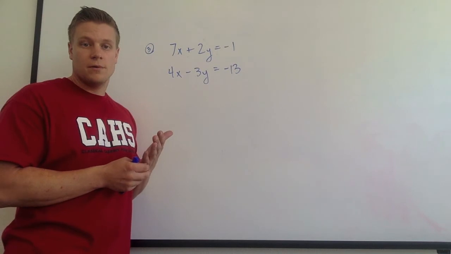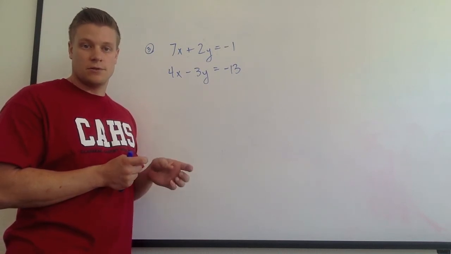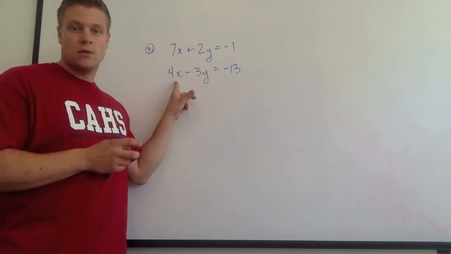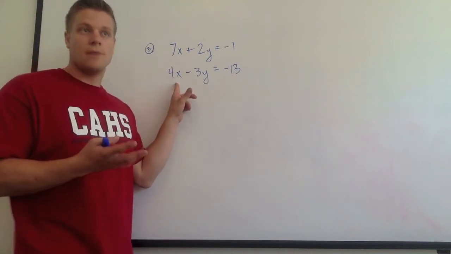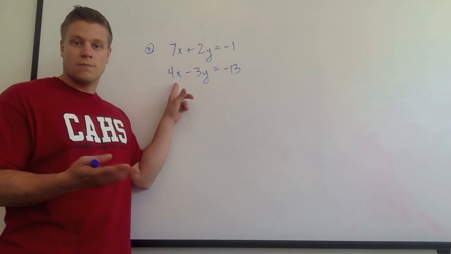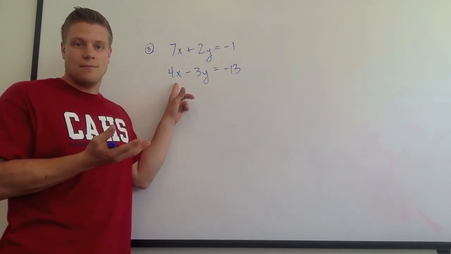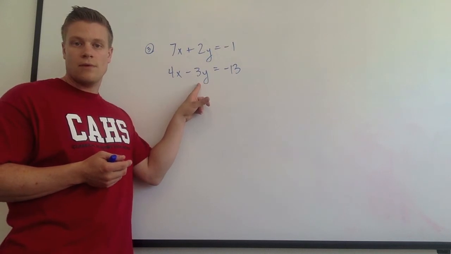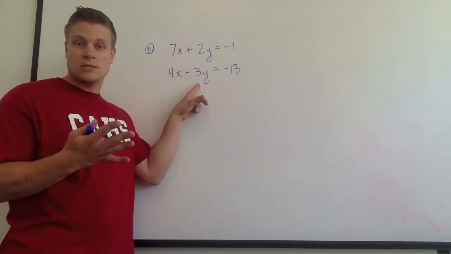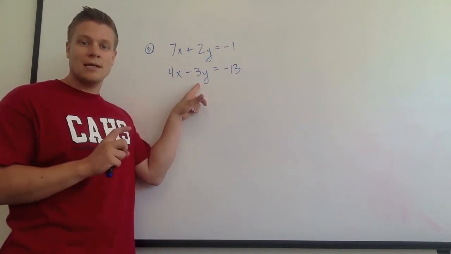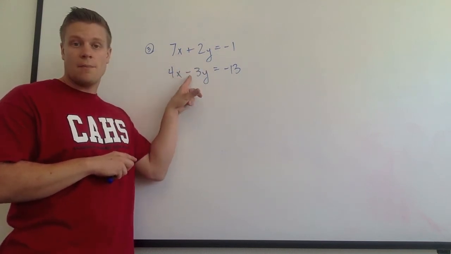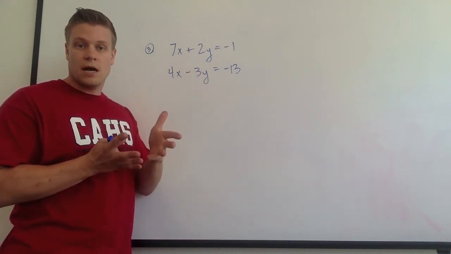Now, what variable is going to be the easier of the two to eliminate? So we have 7x and 4x. Think about what your common multiple is between 7 and 4, and that would be 28. So it's fairly large. And then 2y and 3y. The common multiple is 6, so it's much smaller. And I like y better than x because they are already opposites. Positive 2y, negative 3y.